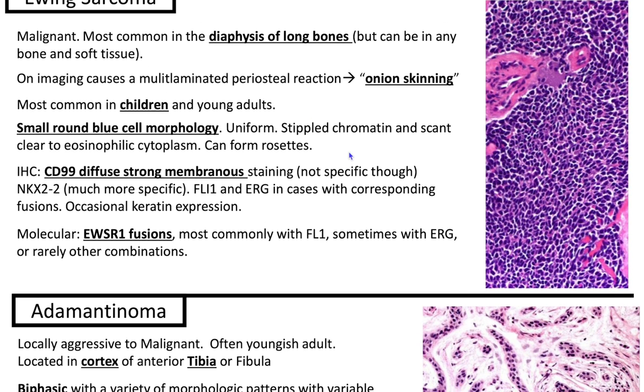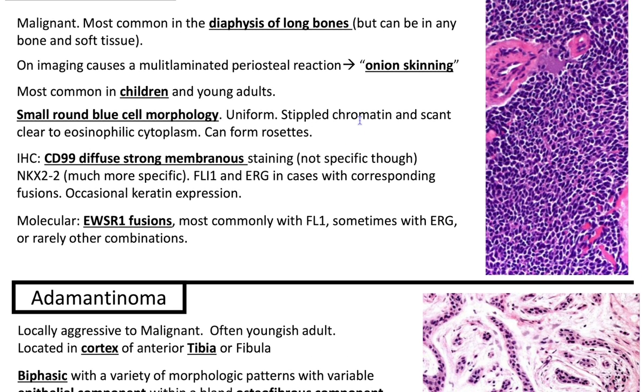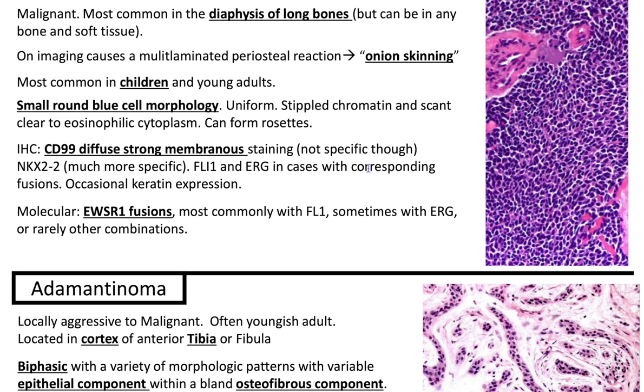And IHC, CD99 will be diffuse membranous. It is not specific though. NKX2.2 is much more specific, and you can do FLI1 or ERG based on their fusions. Molecularly, you'll have your EWSR1 fusion. The most common one is with FLI1, and that's where it'll stain with FLI1, or EWSR1-ERG. In that case, it'll stain with ERG.